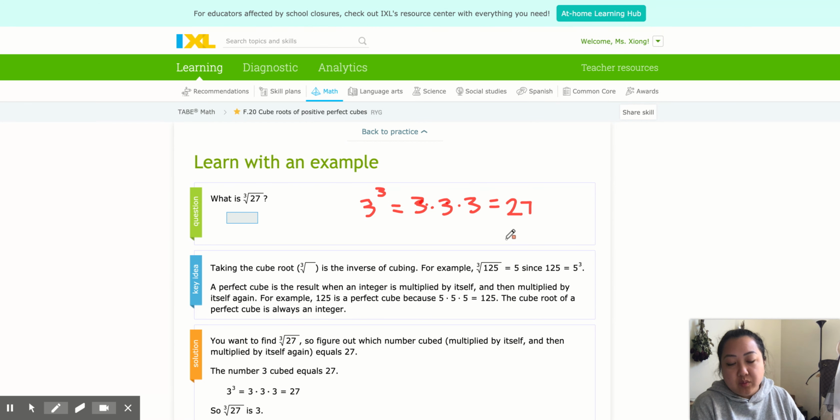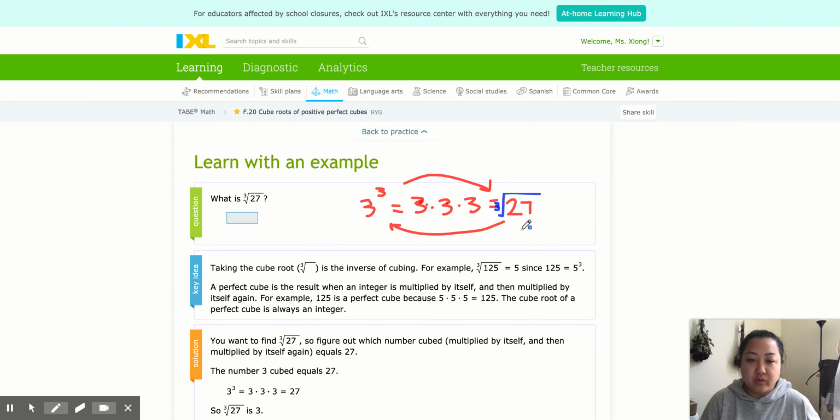When we take the cube root, we're going to do the opposite, all right? So cube rooting looks like this. We're using that radical sign, but it has to have that 3 with it to show that it's cube rooting. If we only have the radical sign, then that's actually the opposite of squaring something, right?